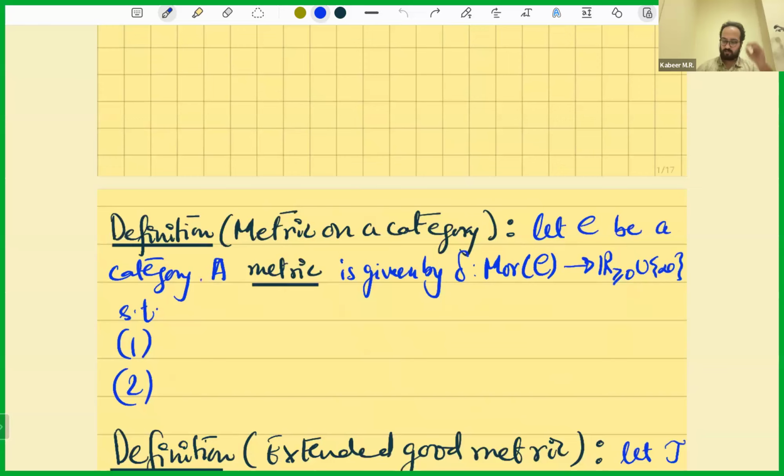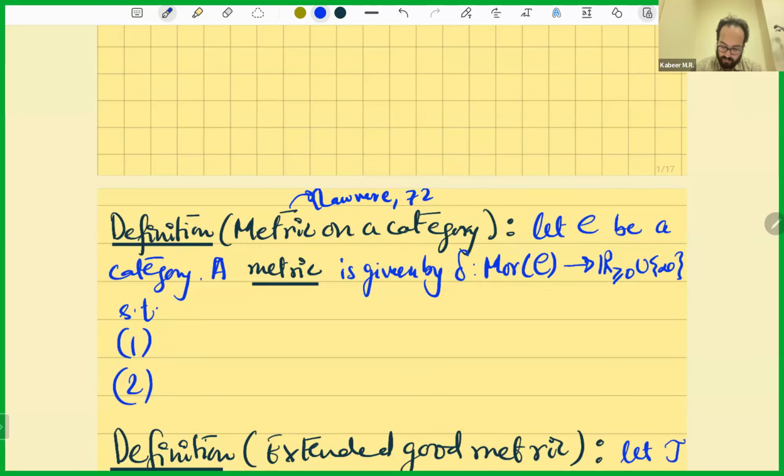So this notion is relatively old, the notion of a metric on a category. It goes back to Lawvere in the 70s. Okay, so the notion is as follows. Let C be a category. A metric is an assignment of a non-negative real number to each morphism, which satisfies certain properties.